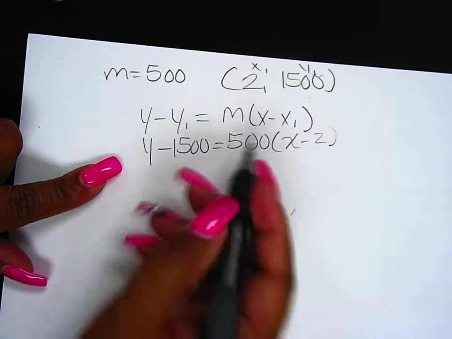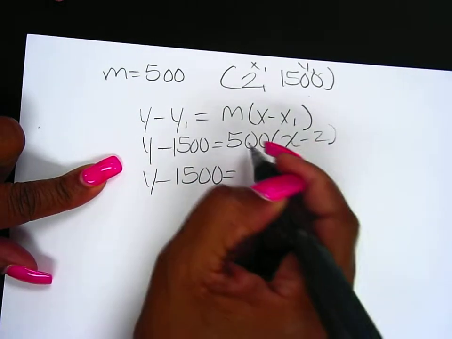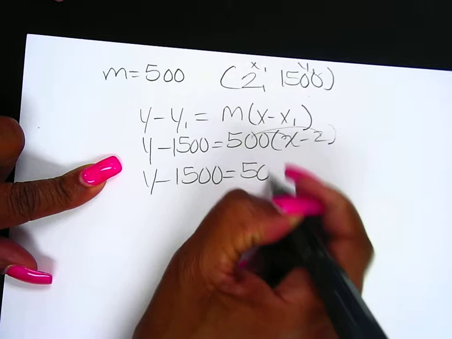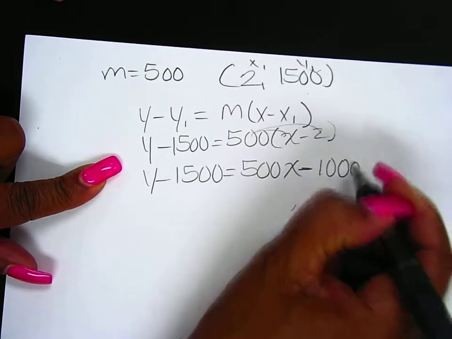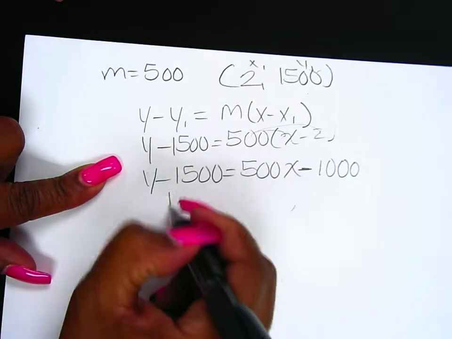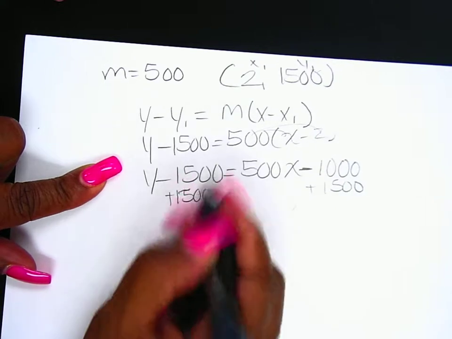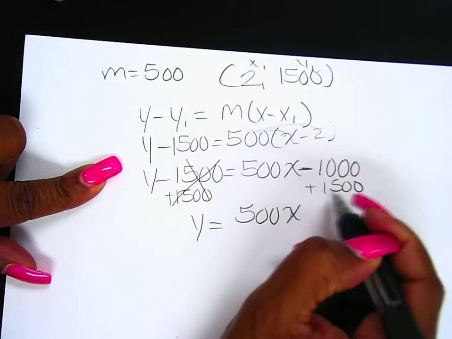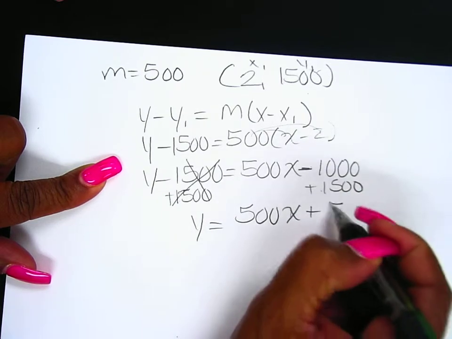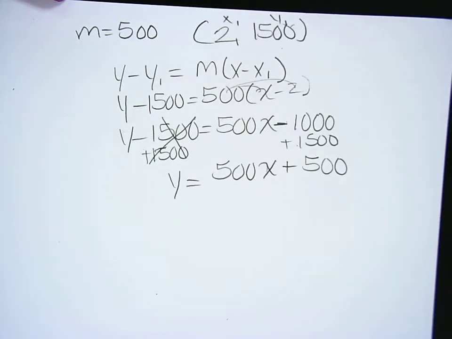Bam. Then let's get rid of the parentheses first. So distribute the 500. I get 500x minus 1000. Then you add 1500 to both sides to get the y by itself. That cancels out. That leaves me with y equals 500x, and 1500 minus 1000 is positive, so it's going to be plus 500. So there we go. We're done.